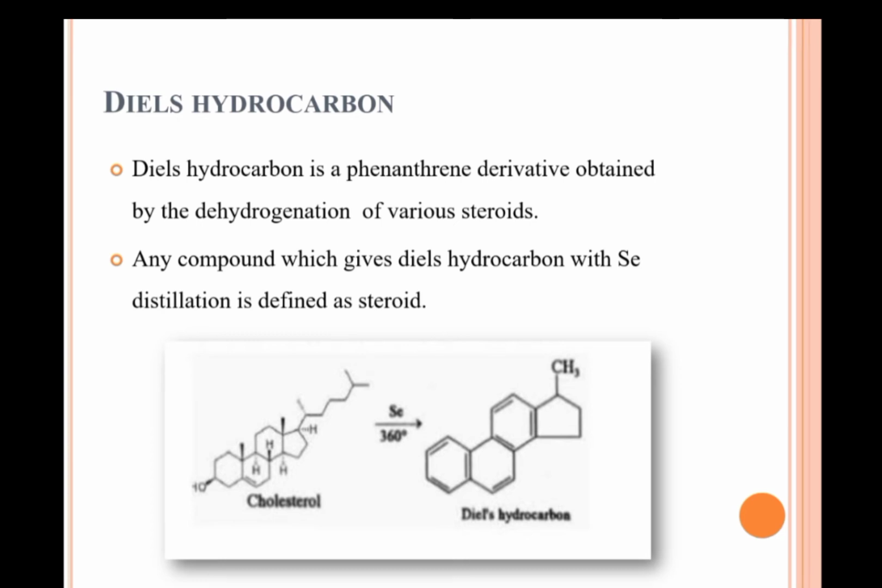Now, Diels hydrocarbon. Diels hydrocarbon is a phenanthrene derivative obtained by the dehydrogenation of various steroids. Any compound which gives Diels hydrocarbon with selenium distillation is defined as a steroid. An example is given here. As we know, all steroids are derived from cholesterol. Here, cholesterol on selenium distillation gives Diels hydrocarbon.